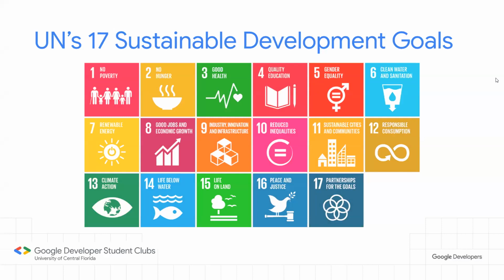So these are the UN 17 Sustainable Development Goals. Realistically, you want to pick one or more of these, and that's the target that you want to reach. You want to solve one of these issues from the UN 17 Sustainable Development Goals.